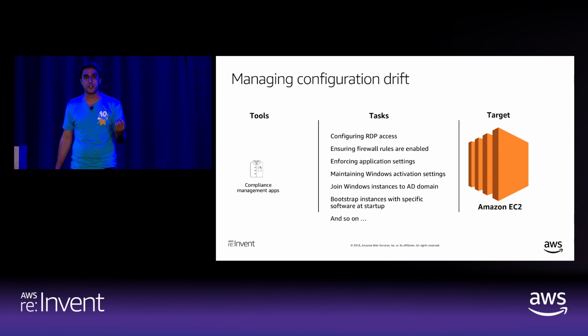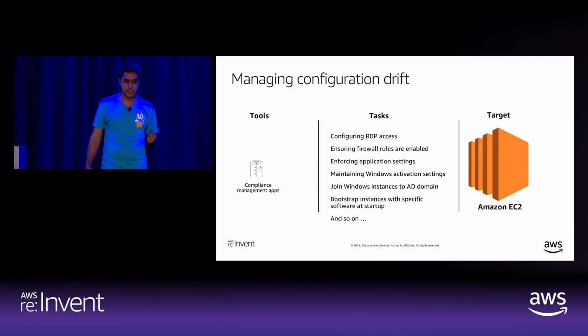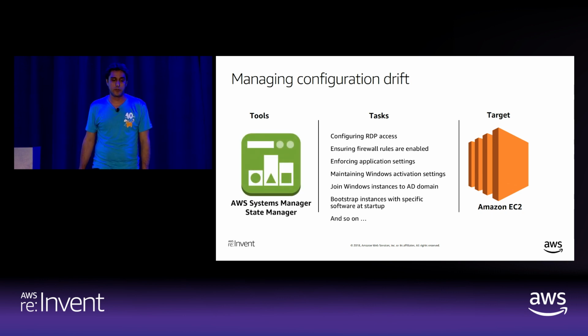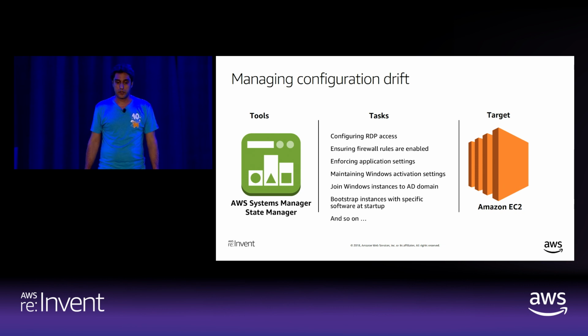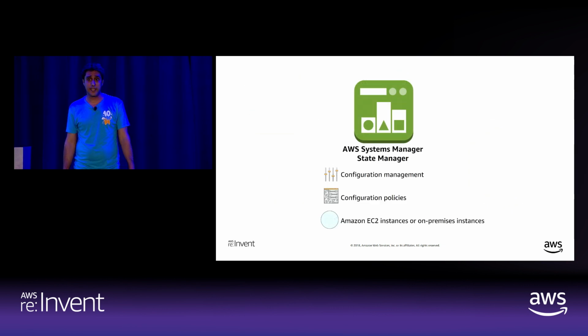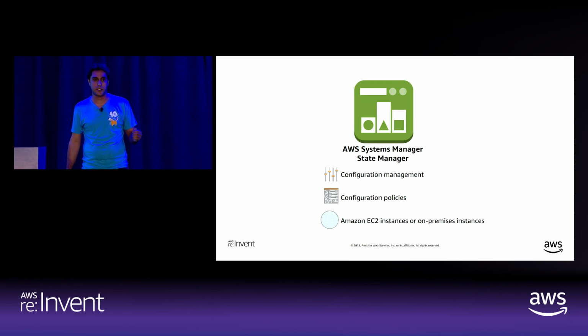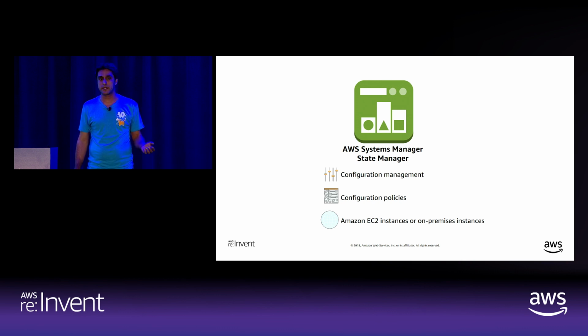I can set a configuration which applies automatically to my system. Or it could be just a bootstrapping with any specific configuration, and so on. Today, of course, there are different tools to accomplish this, but you can also use Systems Manager, State Manager to accomplish all these tasks. State Manager is a configuration management tool which maintains consistent configuration across fleets of your instances. You can enforce configuration policies to your instances. And also, the big advantage is it works not only on EC2 instances, but also on your on-premise instances.